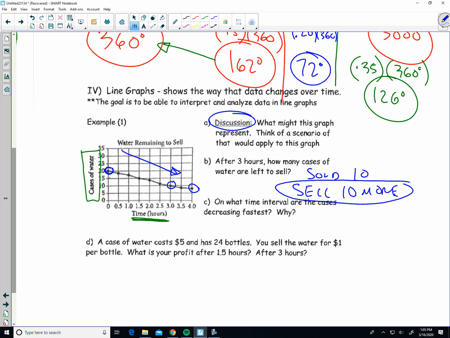Part C, on what time interval are the cases decreasing the fastest? So we say, all right, if we look at our graph, where do we see the biggest drop in a time period, which is broken down to half hours? And of course, that would probably be the steepest one right there. From the 2-hour mark to the 2.5-hour mark. Why do you think that's happening? People must have been very, very thirsty right here. Maybe if we're talking about it being a football game, maybe that was halftime, where we had a nice intermission and people went to go buy some snacks and bought some water.